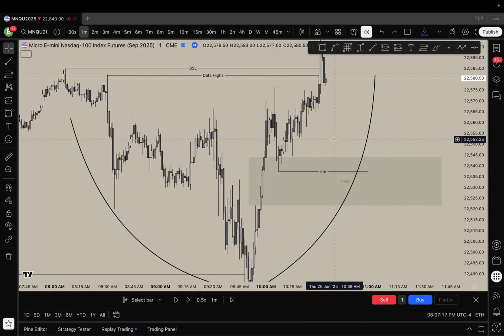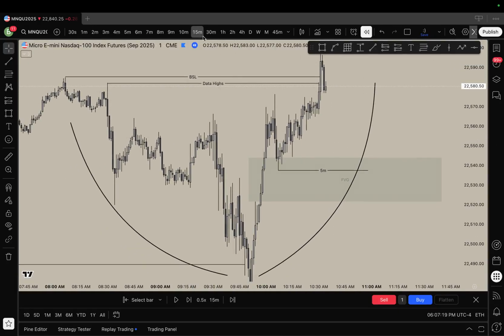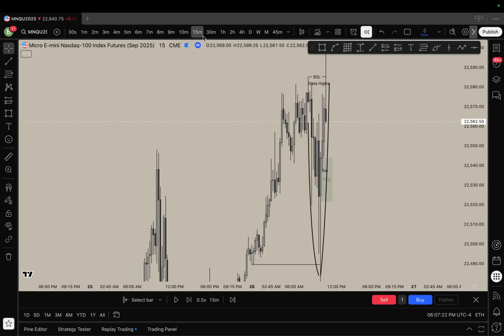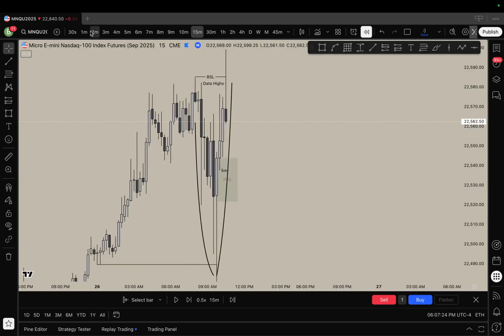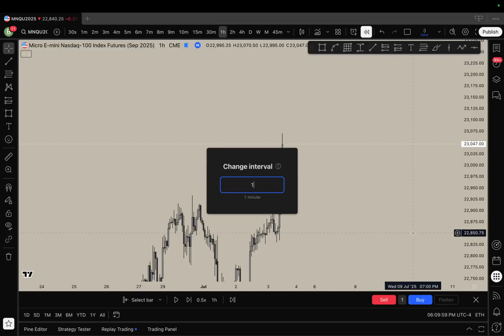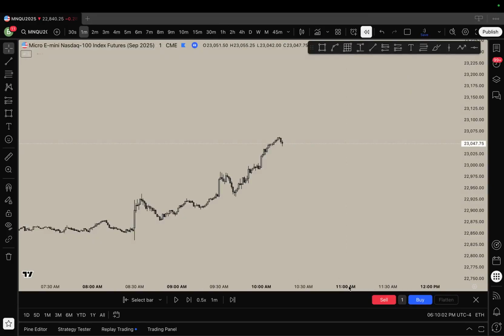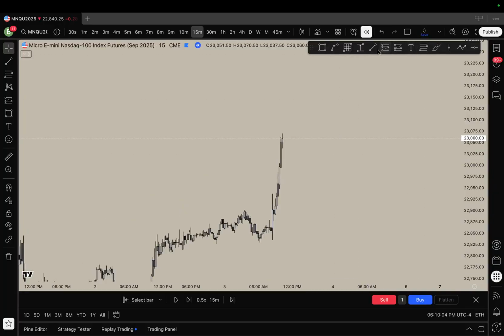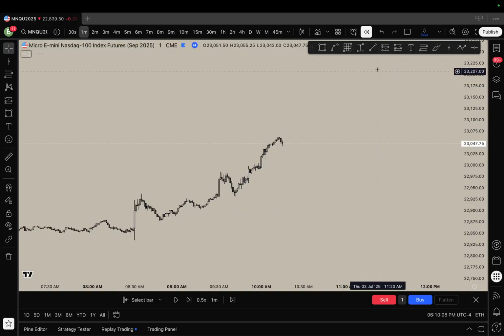All right, I'm going to show you now another example of what a valid continuation model looks like. This is not the highest probability setup, I'll say this first off, because we don't have any external targets at all-time highs here, but I'll show you guys the importance of low resistance liquidity on the lower time frame for these continuation models and why it's so important, especially from this 10:30 to 10:50 to 11:10 macro.